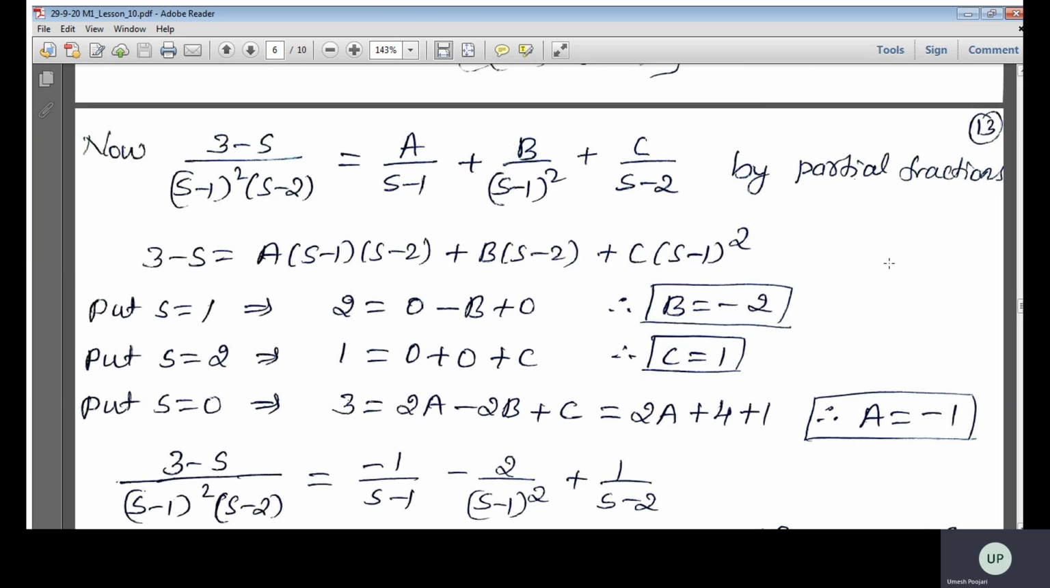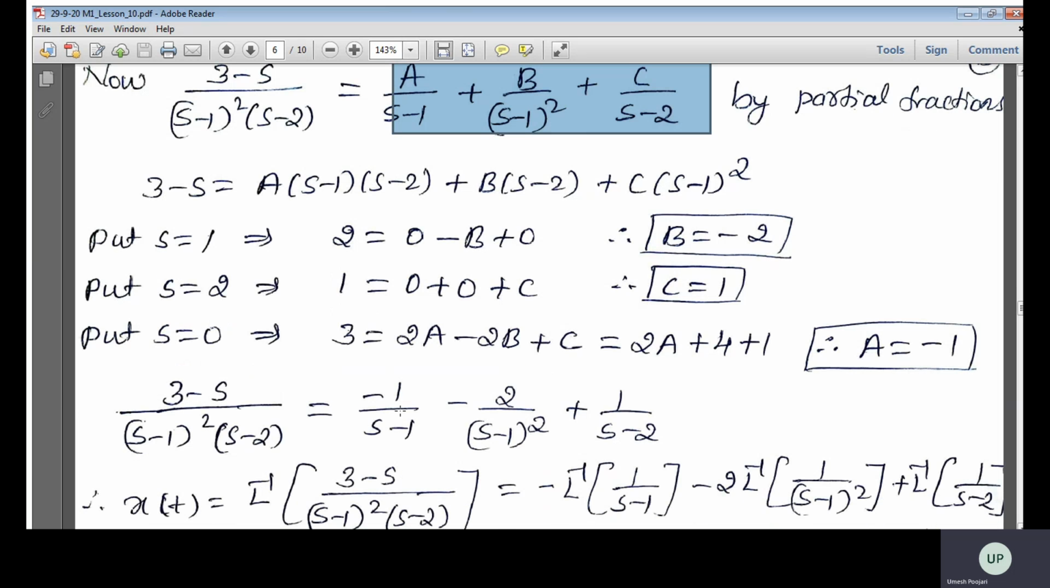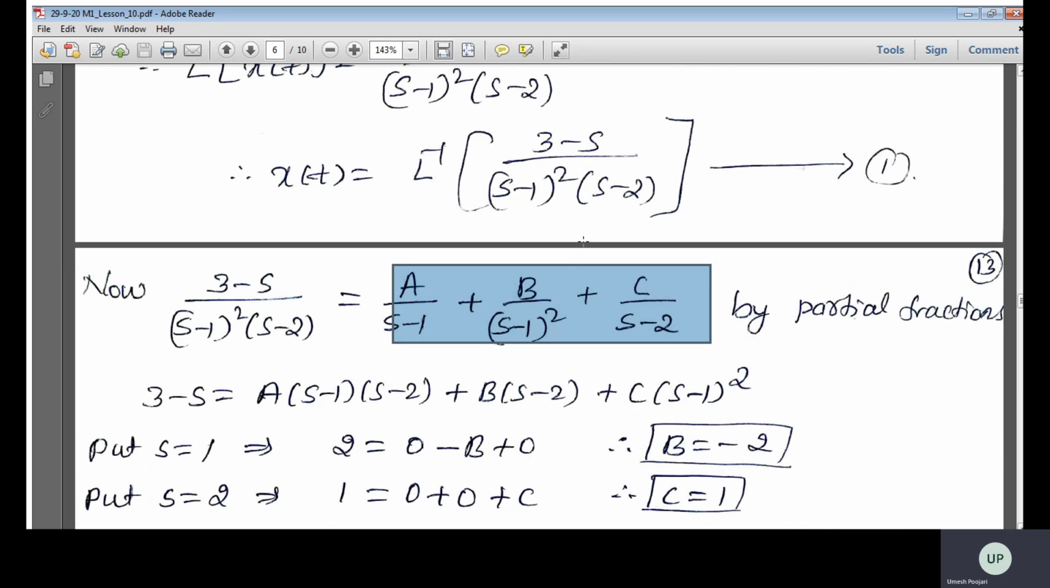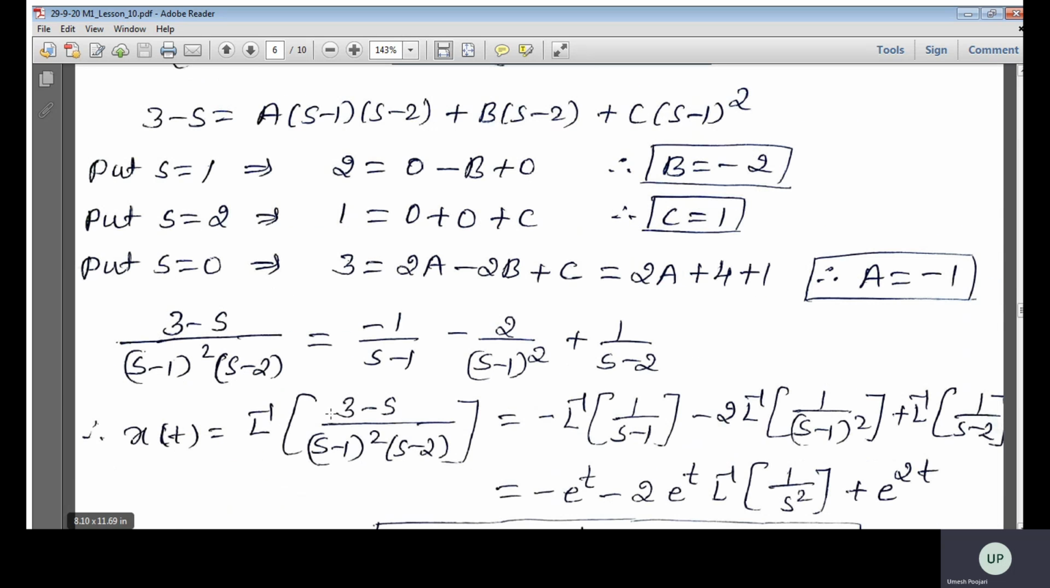Now substitute these values here, which gives minus 1 by (s minus 1) minus 2 by (s minus 1) whole square plus 1 by (s minus 2). Now we have separated this product into individual single terms. Then take inverse on both sides. Therefore equation 1 is L inverse of 3 minus s divided by (s minus 1) whole square into (s minus 2) will be minus of L inverse of 1 by (s minus 1) minus 2 into L inverse of 1 by (s minus 1) whole square plus L inverse of 1 by (s minus 2).